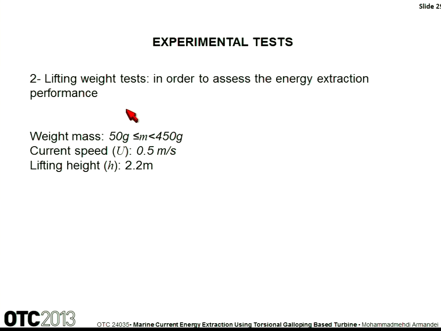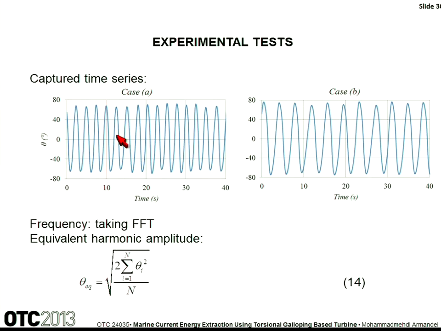Then we conducted the lifting weight tests in order to assess the energy extraction performance. During the tests, we changed the weight masses from 50 grams to 450 grams, and we kept the current speed equal to half a meter per second, and the lifting height equal to 2.2 meters. We captured time series of the flat plate for each lifting weight and each case. Here you see two examples of the captured time series.